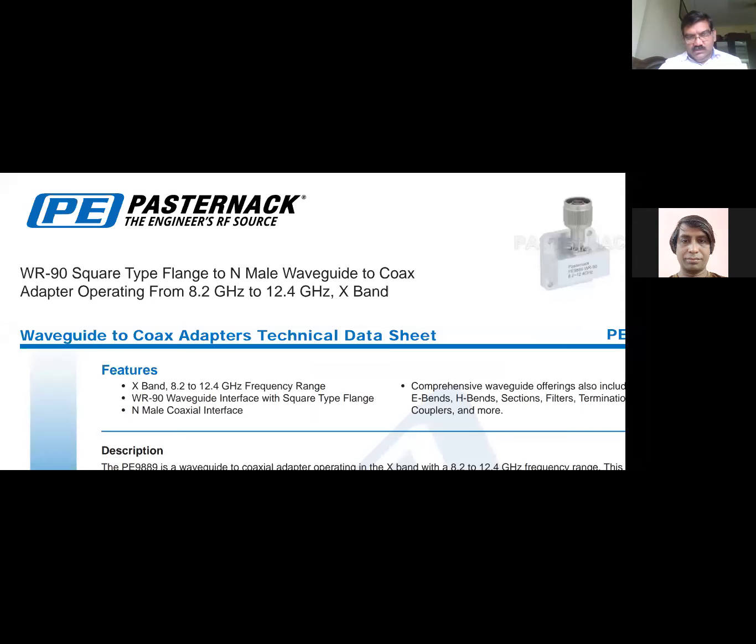X band. Okay, so microwave frequency actually starts from 1 gigahertz and it goes to 300 gigahertz. So one of the bands in this entire range of frequency is called X band, which ranges from 8.2 gigahertz to 12.4 gigahertz. But there are other waveguides which can support lower frequency than this or the higher frequency than this. Now, why I'm showing this?